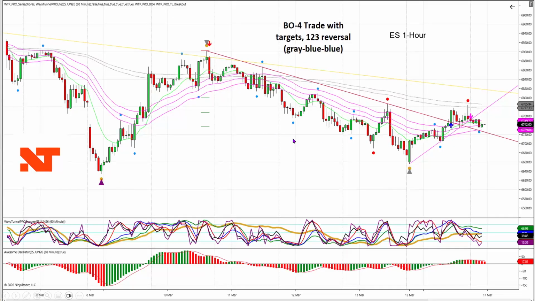Here's an example on NinjaTrader. This is the ES. What time frame is this? The 1 hour. Okay. So here we have the purple semaphore, and then we have some sideways consolidation. We have the gray here, and what is this? The breakout 4 trade. On this software, it spits out the red arrow, and these are the price targets.